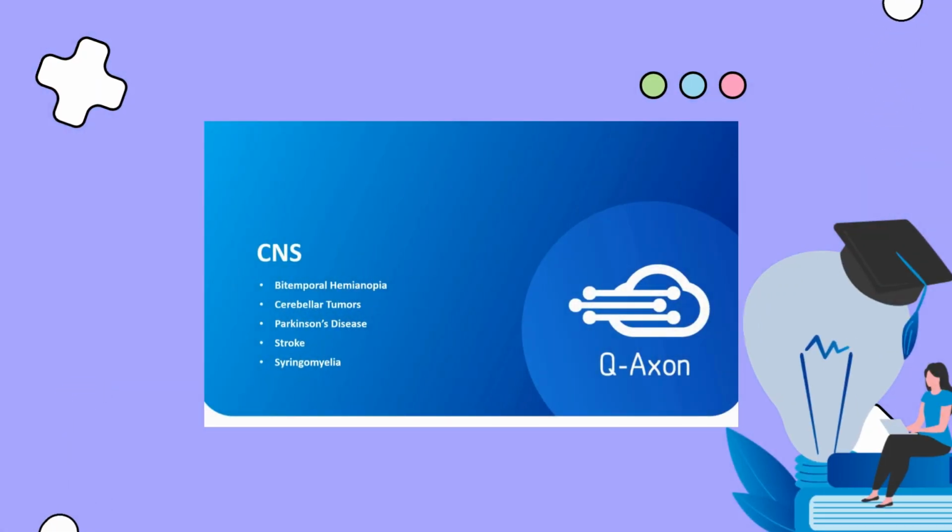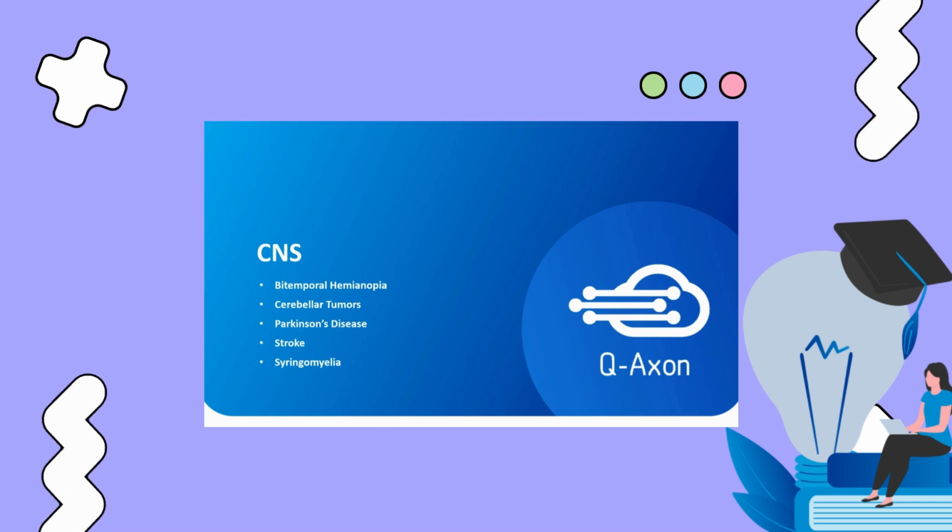Let us discuss some important cases of central nervous system, namely bitemporal hemianopia, cerebellar tumors, Parkinson's disease, stroke and syringomyelia.